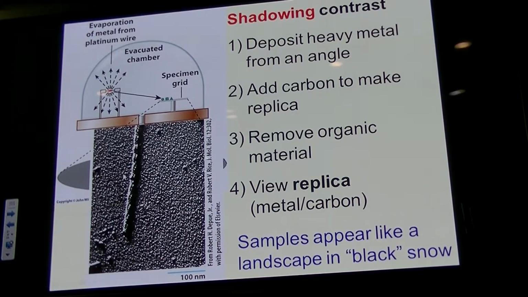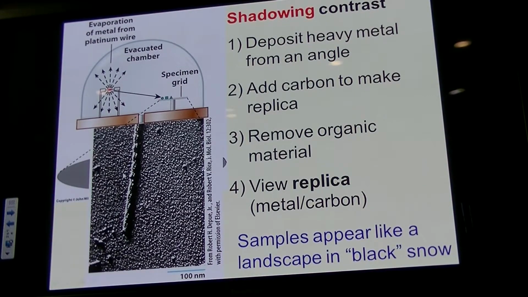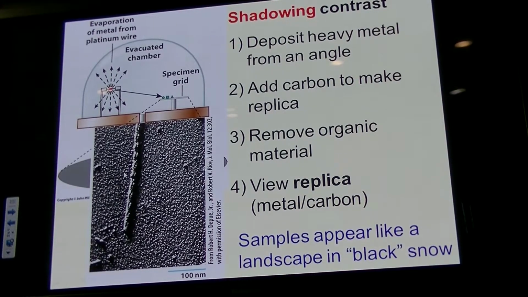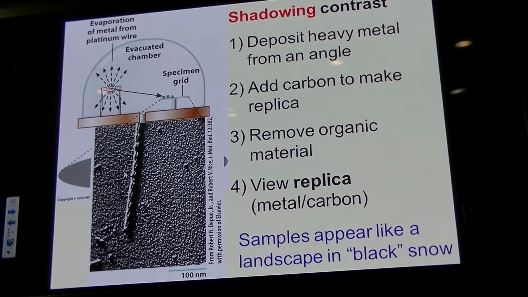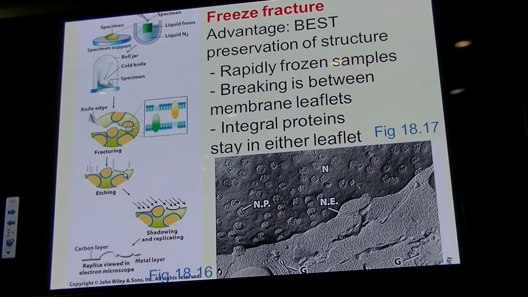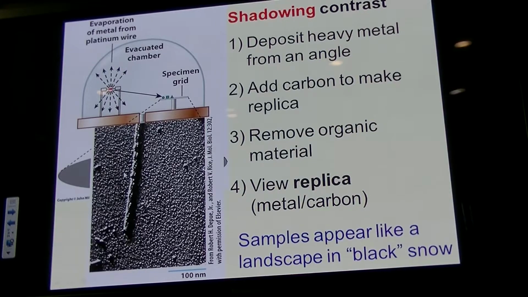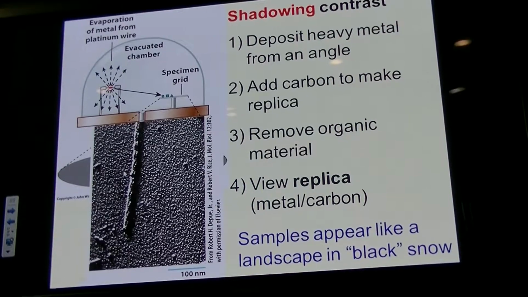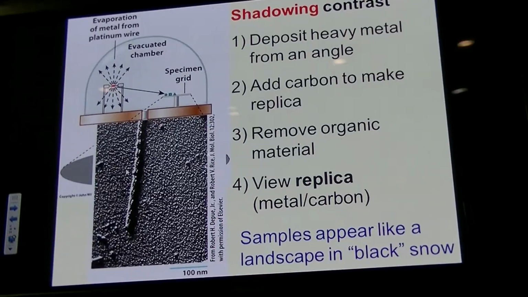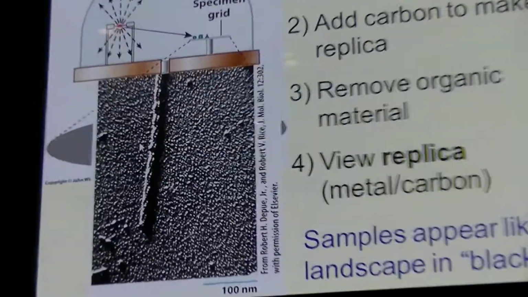So here is the shadowing source. Dark material deposits on this side. This is a macromolecule on the grid, or a macromolecular structure on the grid. So there's a shadow side here where we don't get that material. You can see in the background here also, this is just grains and particles that are just part of the background.